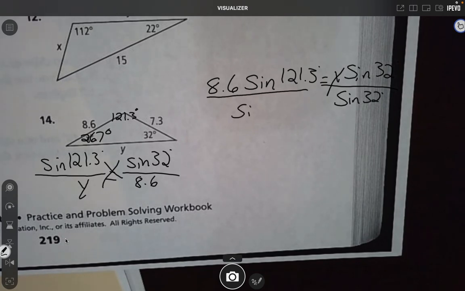And I would just type that in my calculator. If it were me, I would type the numerator and press enter, and then press divided by sine of 32. That's a y, but it doesn't matter, it's just your variable. Okay. Is it 13.9? Yes, it is.